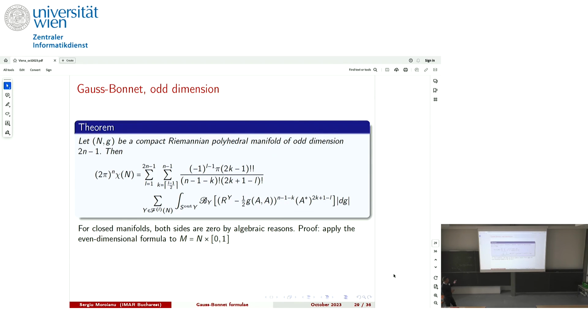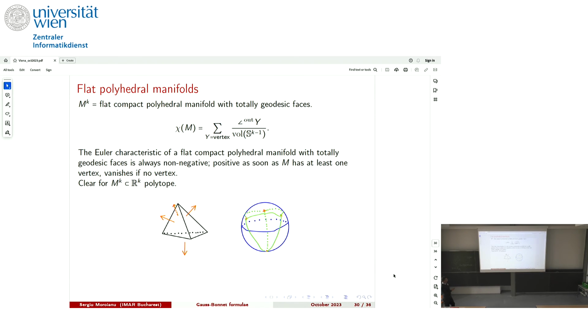formula. There is also a Gauss-Bonnet in odd dimensions. It's the same, except that there is no more Pfaffian for the highest phase, but otherwise still contributions from all phases. And it can be deduced from the even dimensional variant. Now let's apply this to flat manifolds. Flat manifolds with totally geodesic faces.